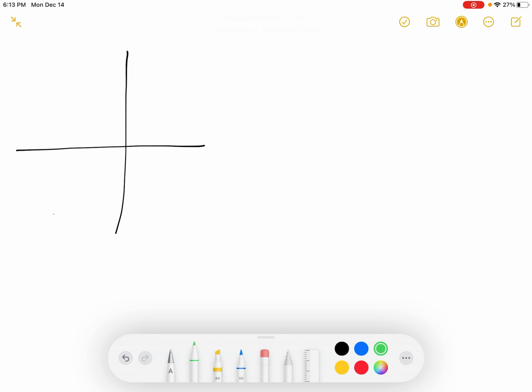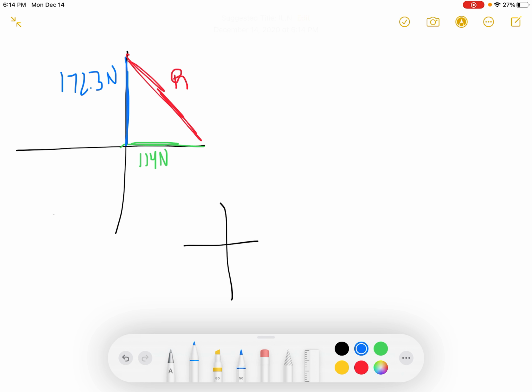The x component, we said the sum of that was 114 newtons to the right, because it's positive, or it would be to the left. Then up, positive 172.3 newtons. And then we're trying to find this length, which is the resultant force. Last time, remember, we went down, but we couldn't go right or left, so that's why it ended up being the same as the y. But that's not the case this time.